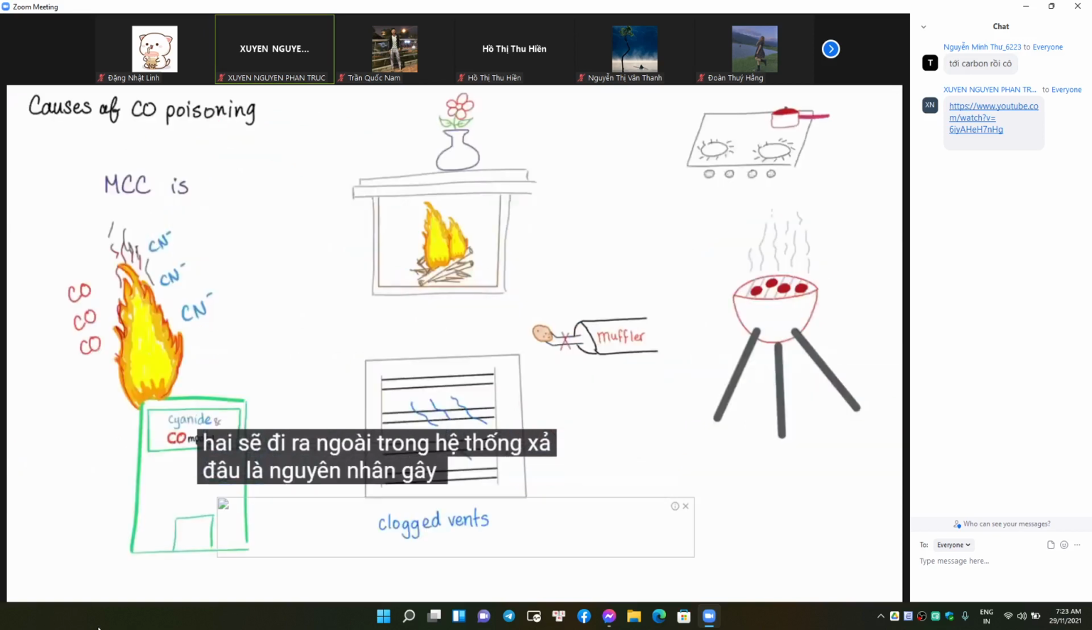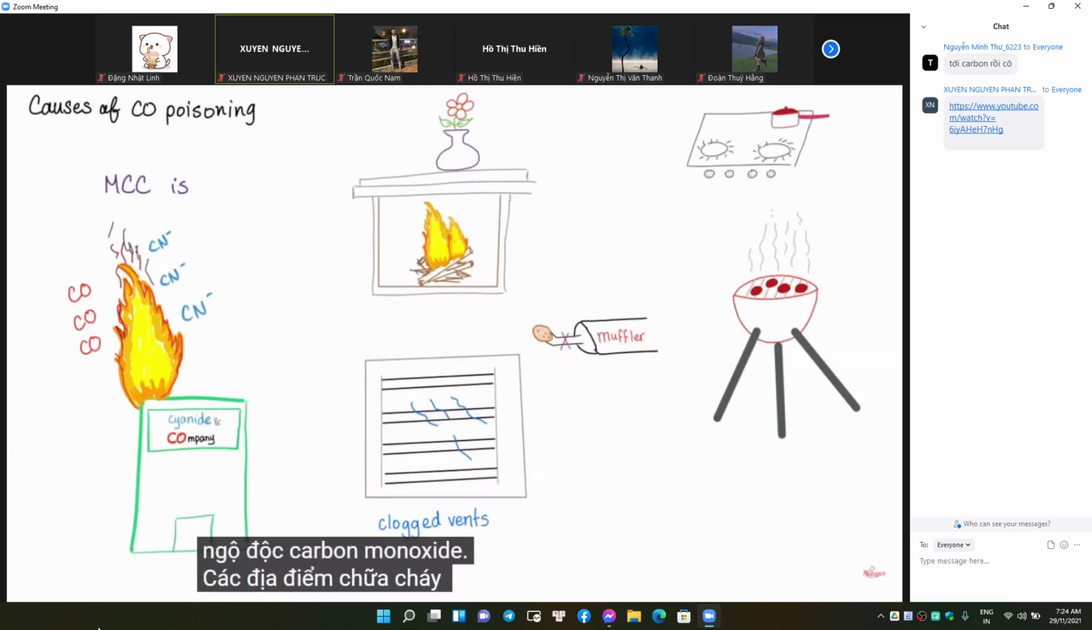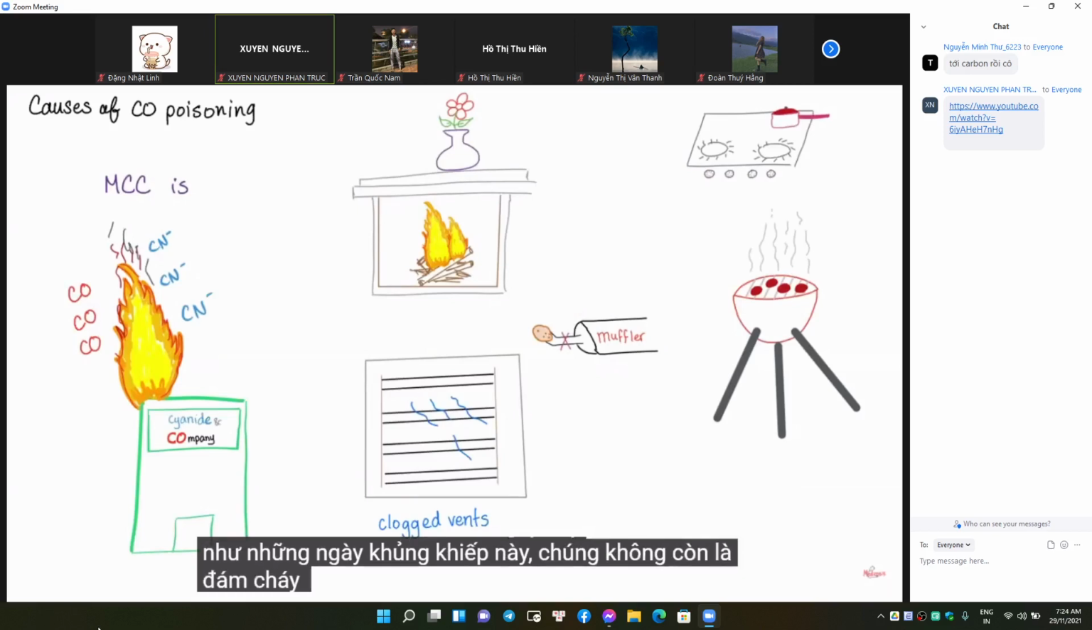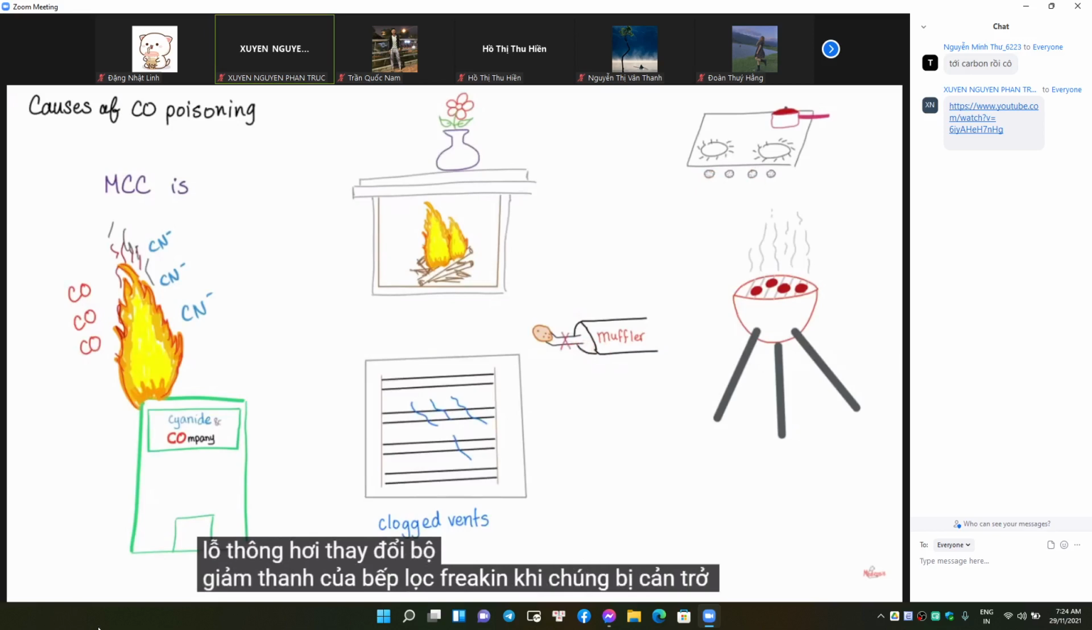What are the causes of carbon monoxide poisoning? The most common cause is fires. Fire is the most common cause of cyanide poisoning and carbon monoxide poisoning. Also, the heaters, the fireplaces that use actual fire, because nowadays some of them are not real fires anymore. Clogged vents, change the filter. Stoves, mufflers when they are obstructed.